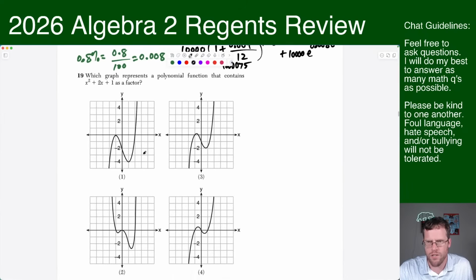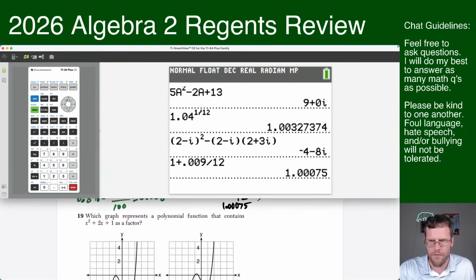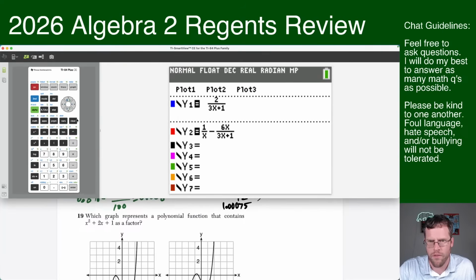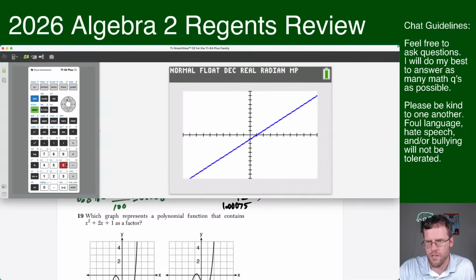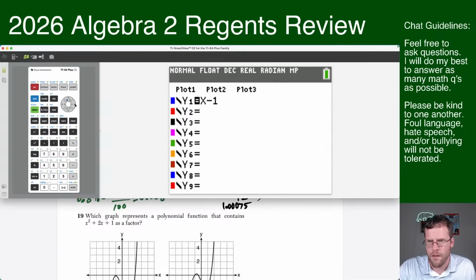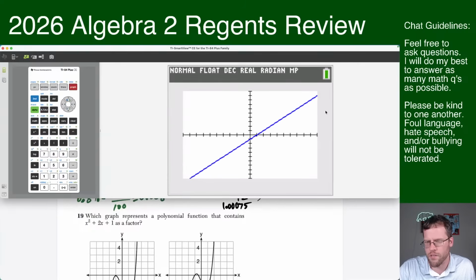Now, question 19 is good. These multiplicity questions. So when you have something like here, just to help you understand, so we're clear on this. If I have a simple graph, let's say I look at a graph of x minus 1. So x minus 1, actually I'm going to write it like this, x minus 1 to the first power, even though that's still x minus 1.